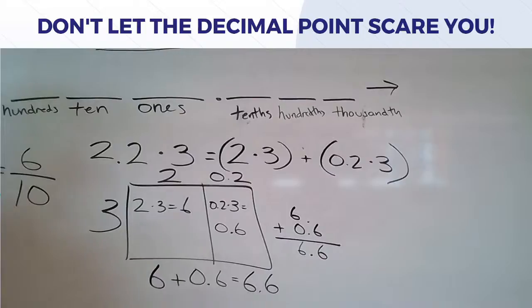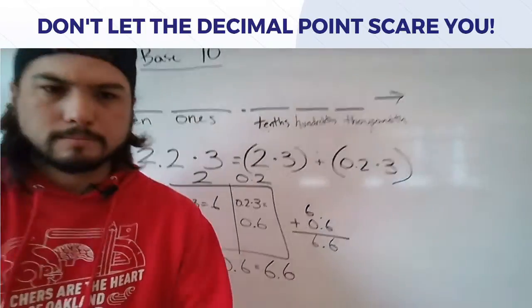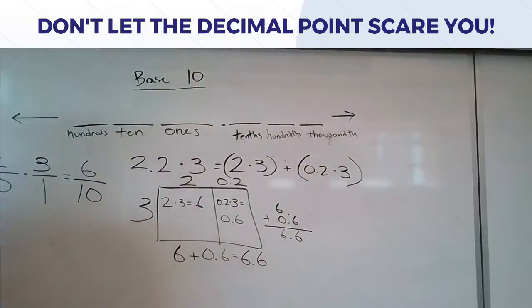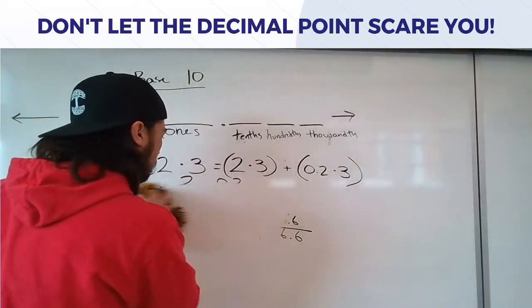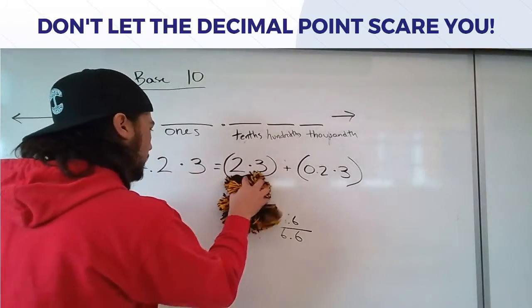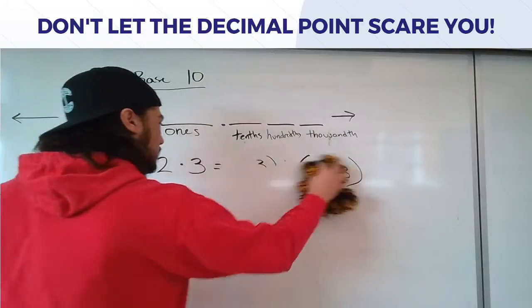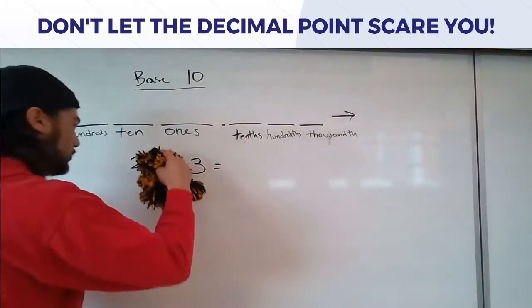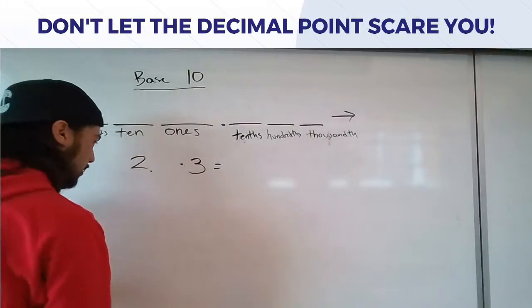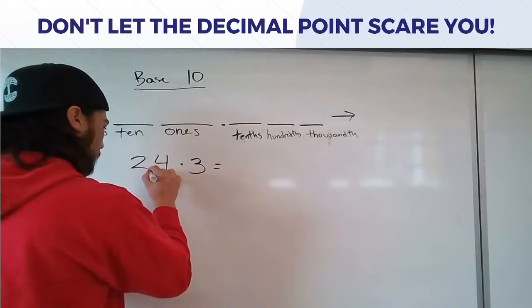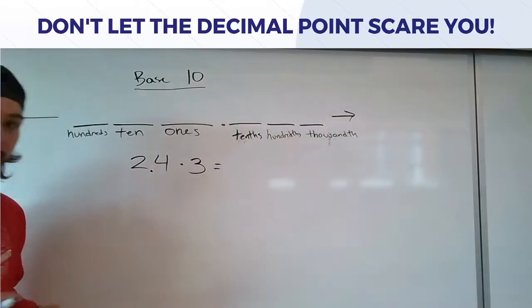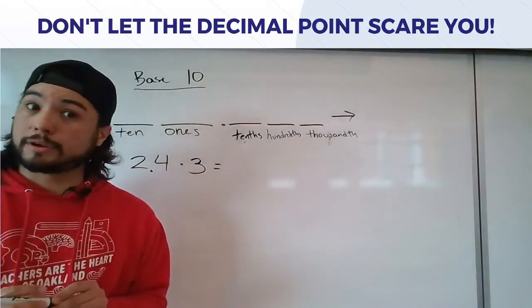Okay, so that's kind of the long and short of it. We're going to go with one more practice before we get to our digital whiteboard here. And I want to look at one that's a little bit different. So instead of 2 and 2 tenths times 3, we're going to do 2 and 4 tenths times 3. And the reason for that is I want us to do a little bit of regrouping here.